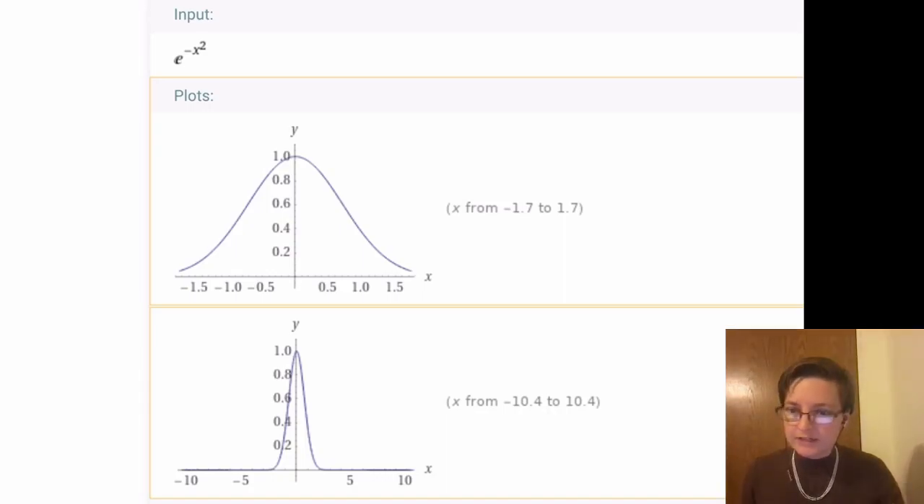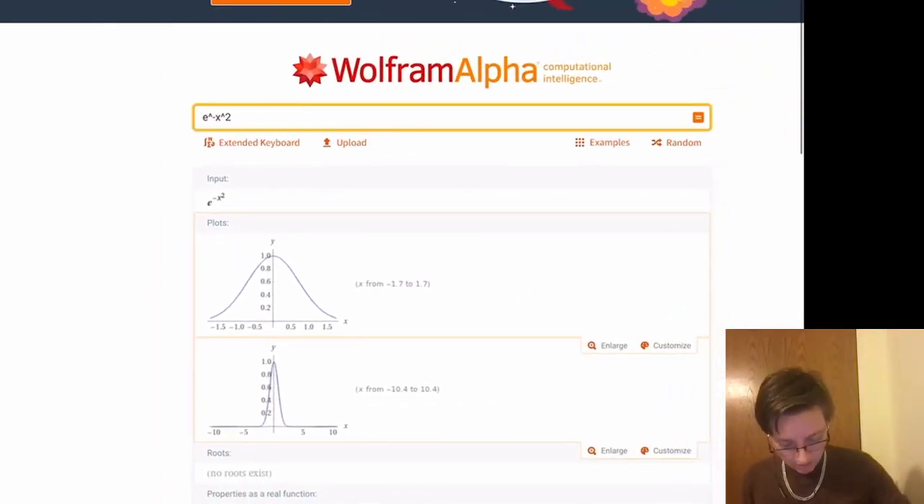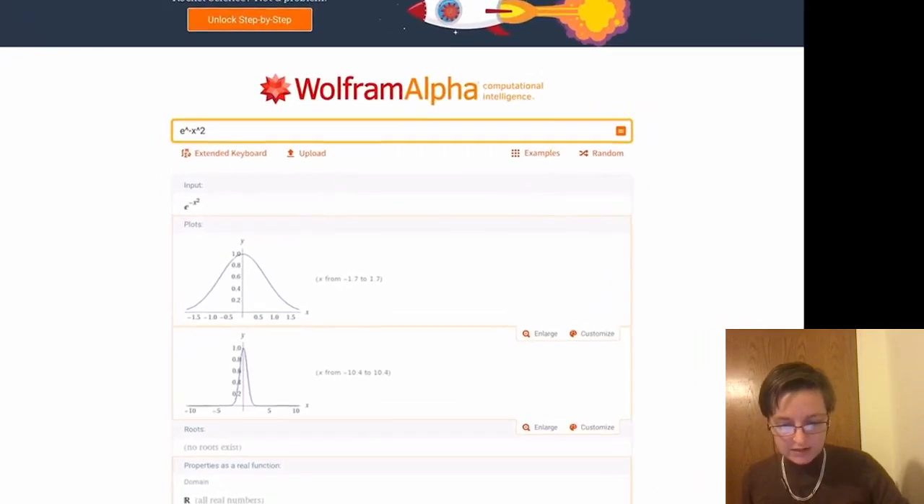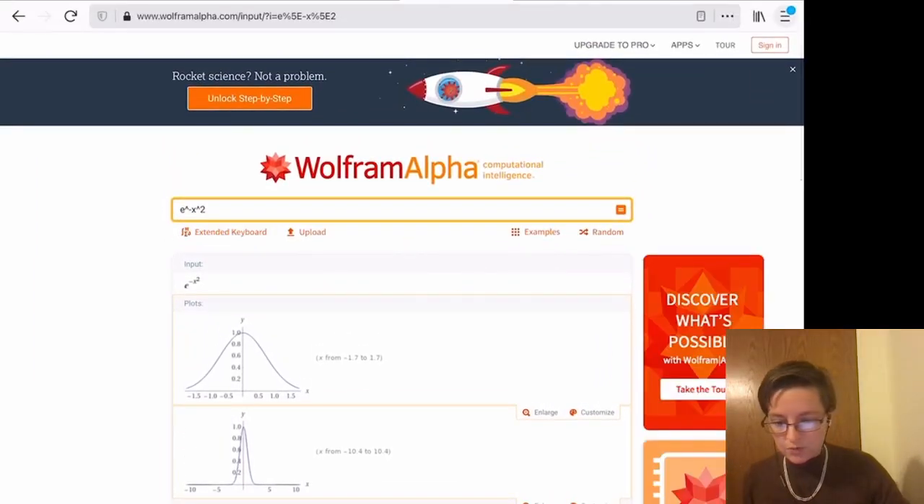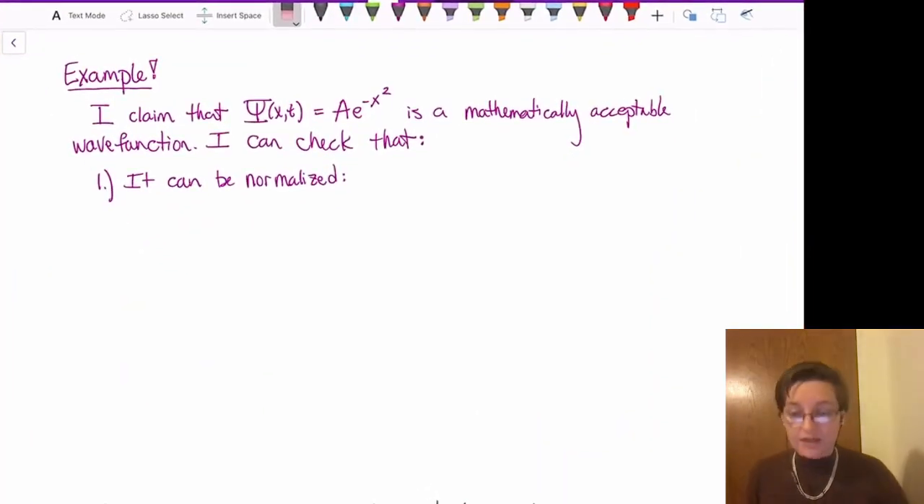And you can't visually see it from this plot, but if we take the first derivative, you'll be able to notice that the first derivative is also a continuous function. So we're pretty good there. What I really want to focus on is the normalization condition. Is this a function that can be normalized? Is it already normalized? And how do we think about that?